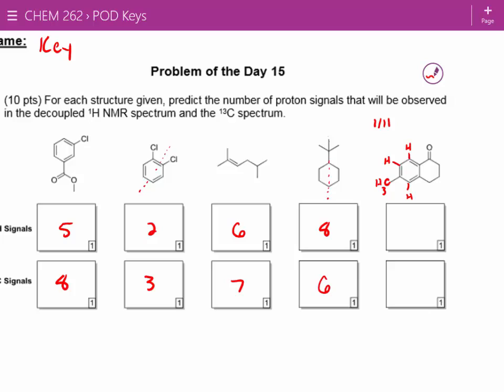And then what about these two? Are they the same or are they different? There's no stereo center, right? So these are actually going to be the same. What about the next two? Are they the same or different? Same. So these will be the same, these will be the same. No, different. These will be the same.